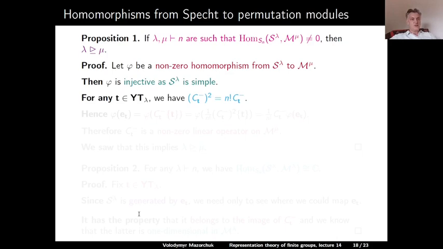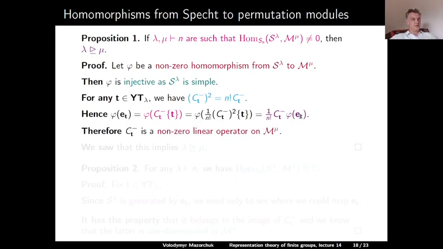For any Young tableau T of shape lambda, we have that the square of the anti-symmetrizer C_T minus is equal to n factorial times C_T minus. This is very easy to check from the definitions. Hence, the image of E_T under phi is equal to the image under phi of C_T minus applied to T. But now we rewrite C_T minus as 1 divided by n factorial times C_T minus squared, and move 1 divided by n factorial times C_T minus out of phi. So we get 1 divided by n factorial times C_T minus applied to phi of E_T. And the whole thing is non-zero.